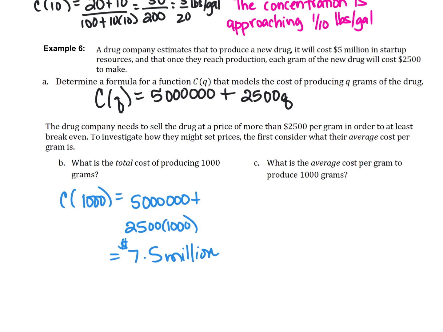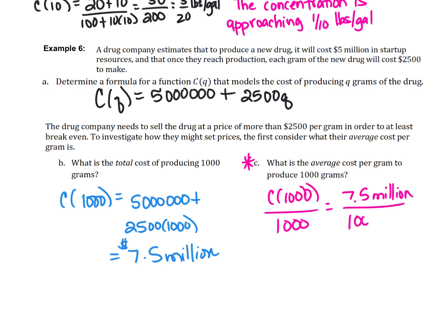Okay. But what if I wanted to know now, not the total cost, but the average cost? What would I do with that total cost? Divide it by 1,000. Okay. So I take that value I just got and divide it by 1,000. Okay, so 7.5 million, we divide it by 1,000. All right, you might need all the zeros. All right, but it would give you 7,500 per gram.